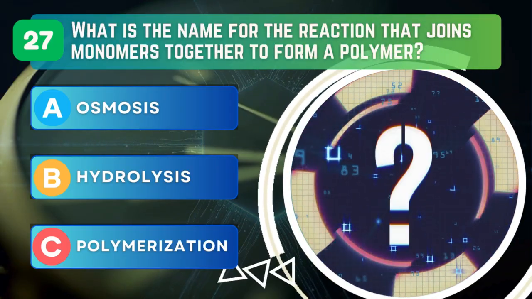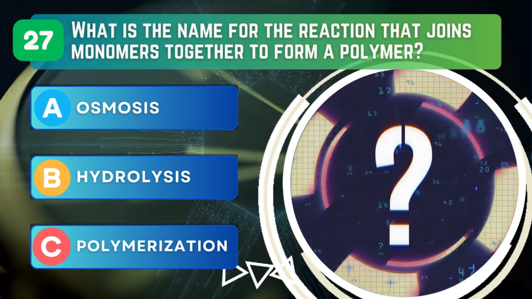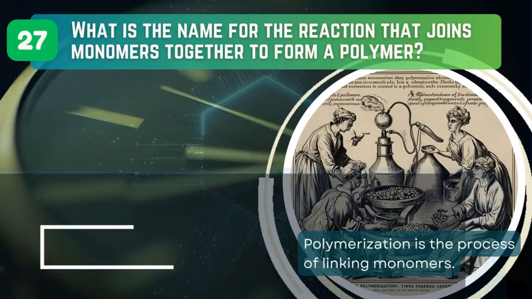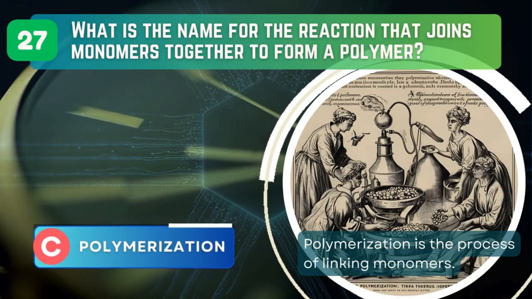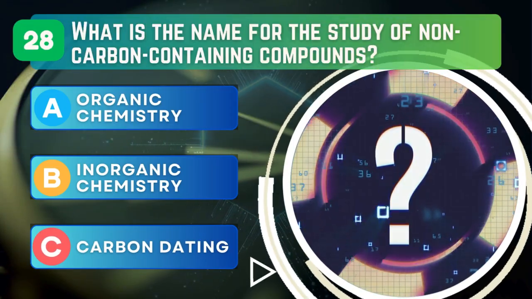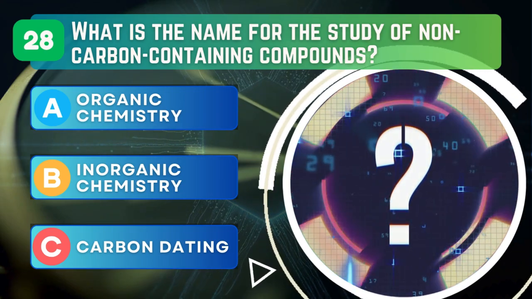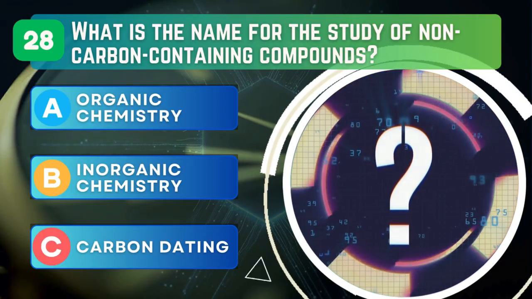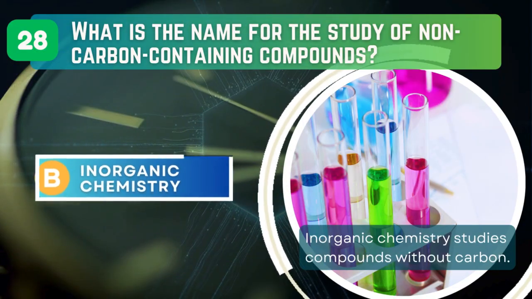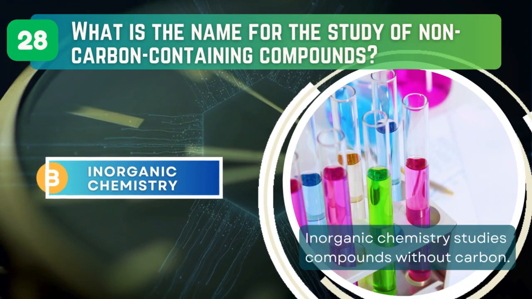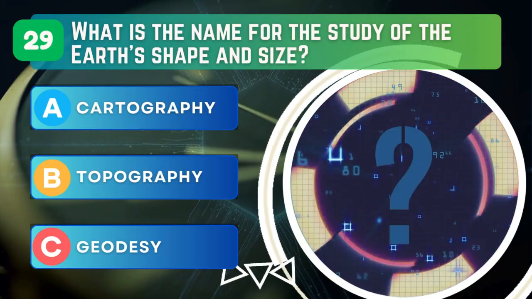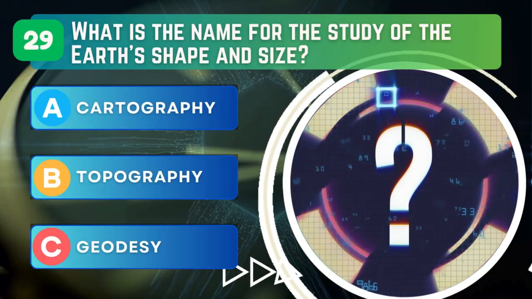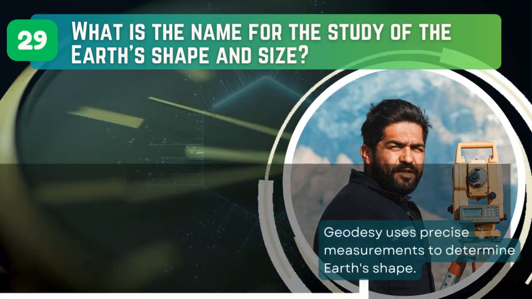What is the name for the reaction that joins monomers together to form a polymer? Polymerization. What is the name for the study of non-carbon containing compounds? Inorganic chemistry. What is the name for the study of the Earth's shape and size? Geodesy.